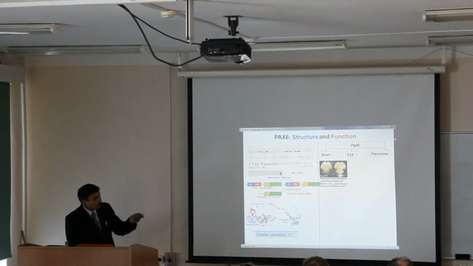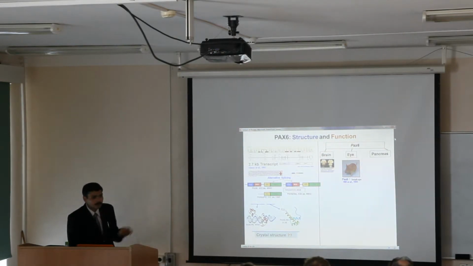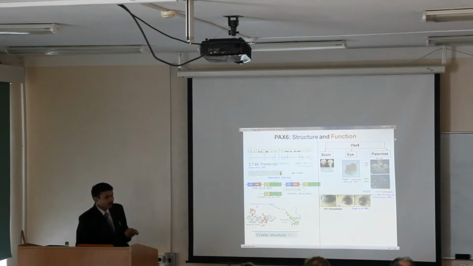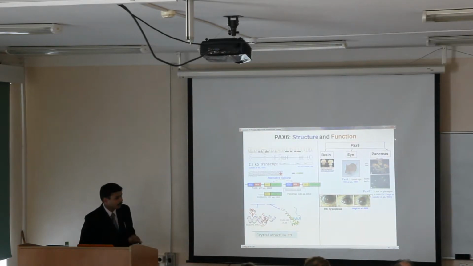Mutations in this gene lead to abnormal brain formation in the rat. In the eye, it leads to small eye in the mouse. And in the pancreas, it leads to lack of glucagon-producing alpha cells. For the other, PAX6 5a, this is the mouse eye and it has iris hypoplasia. The iris region of the eye is underdeveloped because of the mutations in PAX6.